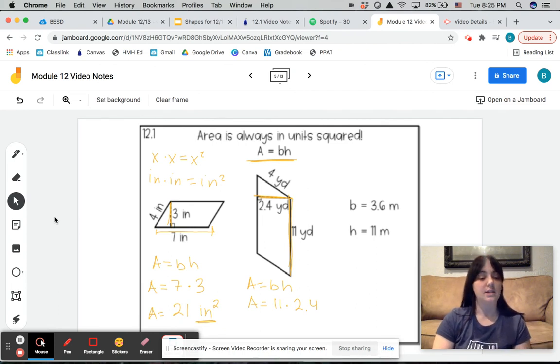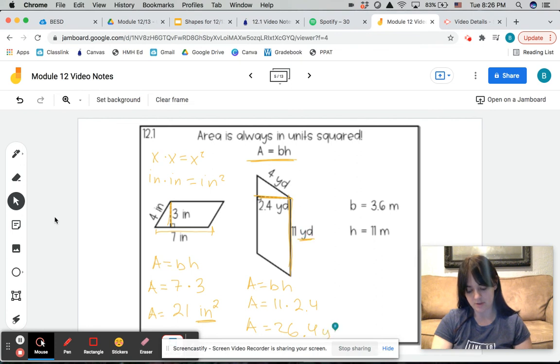Okay, and then 11 times 2.4. Because my brain is not working right here, I'm going to use a calculator just to make sure. I don't want to make a mistake. Okay, 11 times 2.4 is 26.4. And because it's in yards, we're going to do yards squared.